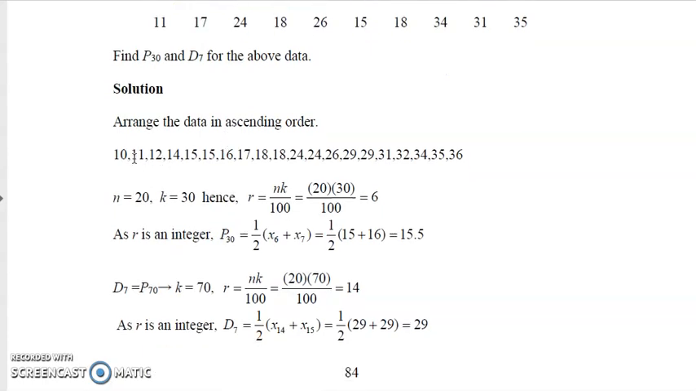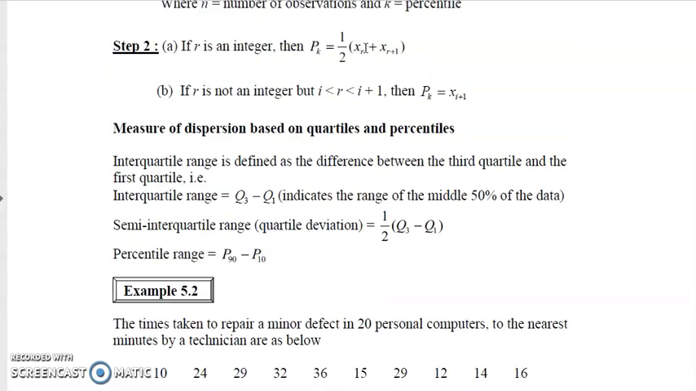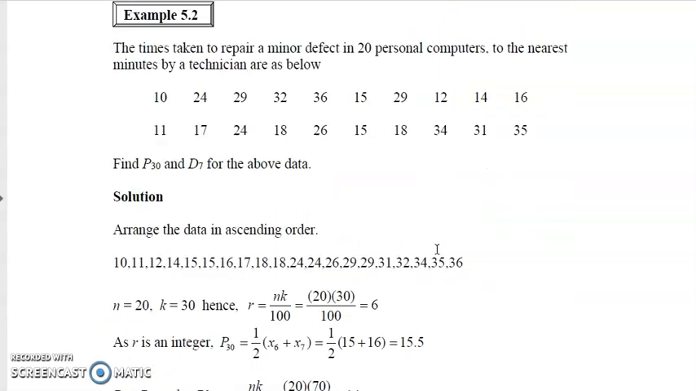In the first place, you need to arrange the data sequentially in ascending order: 10, 11, 12, 14, 15, 15, 16, 17, and so on until the highest, which is 36. We know that n is 20 and k is 30 because we are going to find P30. Hence, we use the formula nk over 100. 20 times 30 over 100 is 6. So R is an integer, and we'll be using the second formula, in step 2a, since R is an integer.